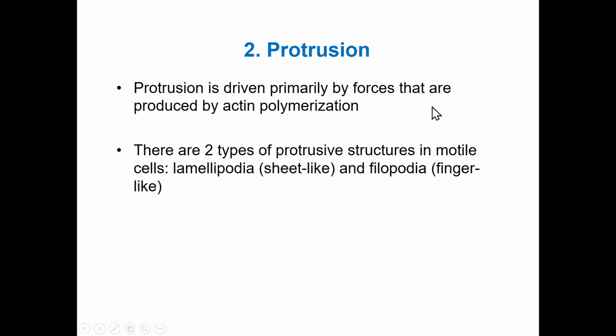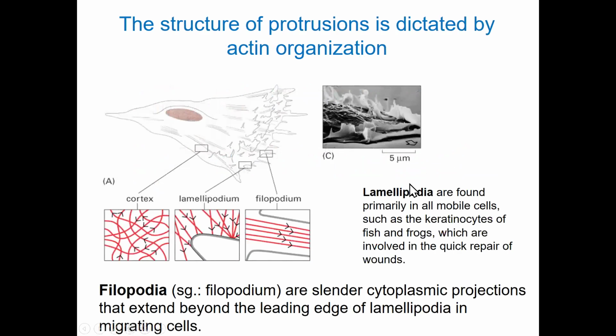Protrusion is driven primarily by forces that are produced by actin polymerization. That is, actin polymerization is the force that makes one side of the cell flattened, the front end. There are two types of protrusion structure in motile cells: lamellipodia, a sheet-like structure, and another, a finger-like structure, that is filopodia. Here you can see filopodia, like fingers, and lamellipodia, sheet-like structure.